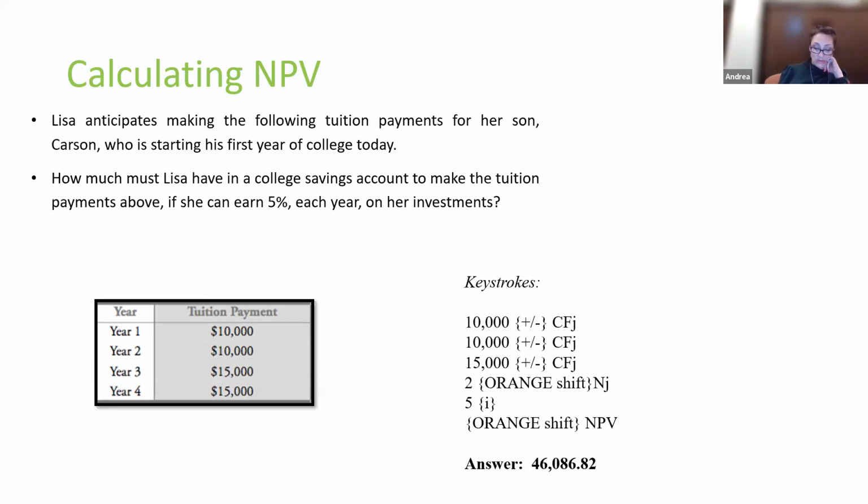It's going to be for 2 years, so I'm going to do 2 shift NJ. She's earning 5%, so I'm going to hit 5 and my I/YR. And I'm solving for net present value, so I'm going to do my orange shift button and the NPV button. And then it comes up as 46,086. So that is how much money Lisa needs to have in her account today to be able to pay those college tuition costs.